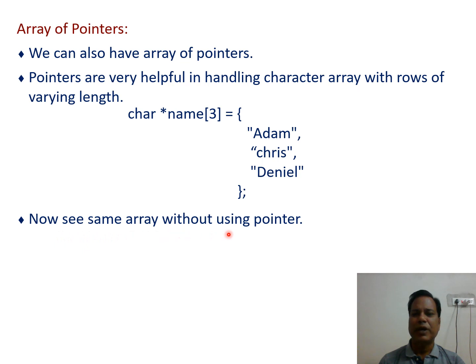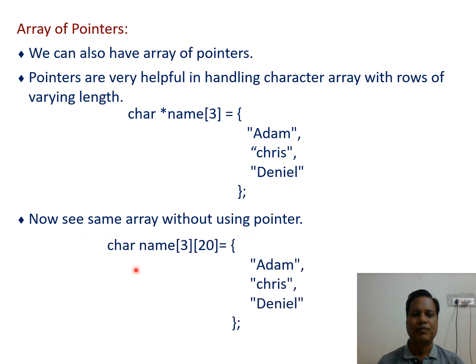Now see the same array without using pointers. To store these names, we can define a character array like this one, using 3 rows and 20 columns, because here the members have different numbers of characters in each string, and that's why the maximum characters in a particular row may be 20.